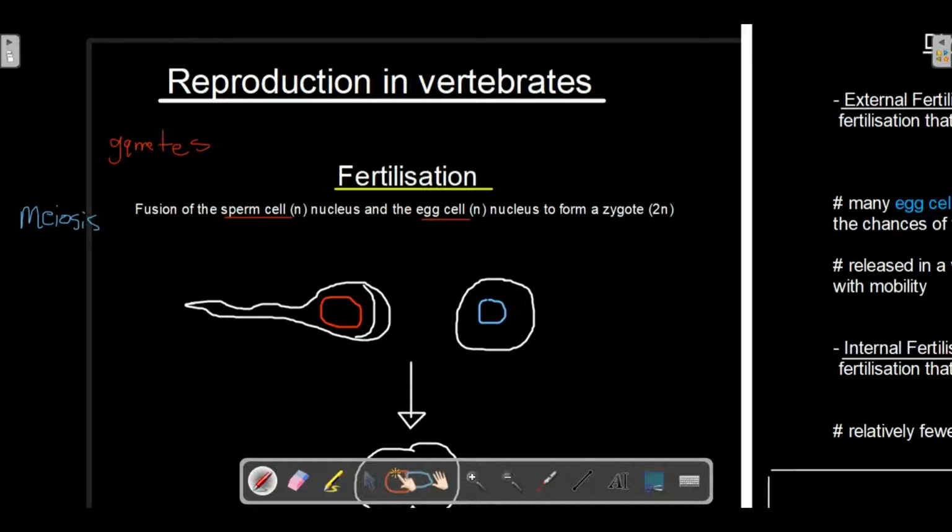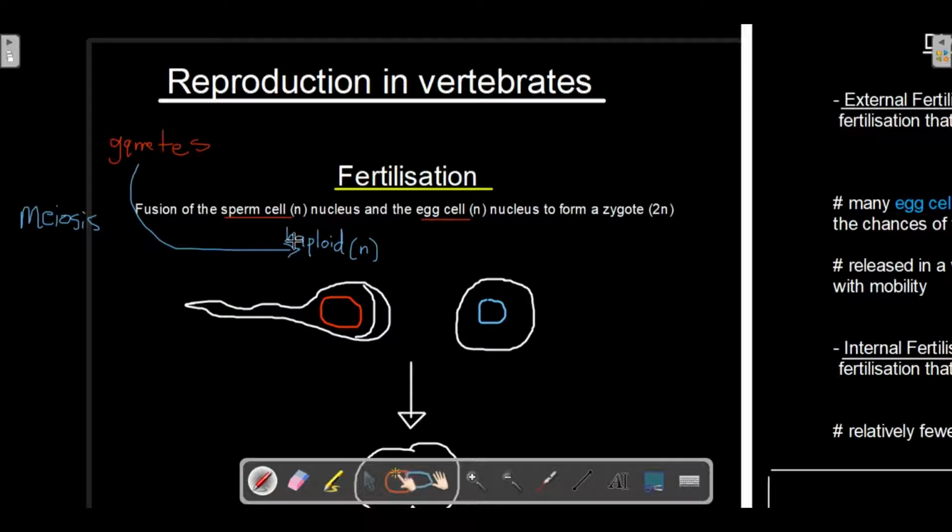Now what happens is that when the sperm cell and the egg cell fuse together, they are haploid. The n really represents that they are haploid, or they have half the normal number of chromosomes that you find in a somatic or body cell of a human being. So gametes are always going to be haploid.